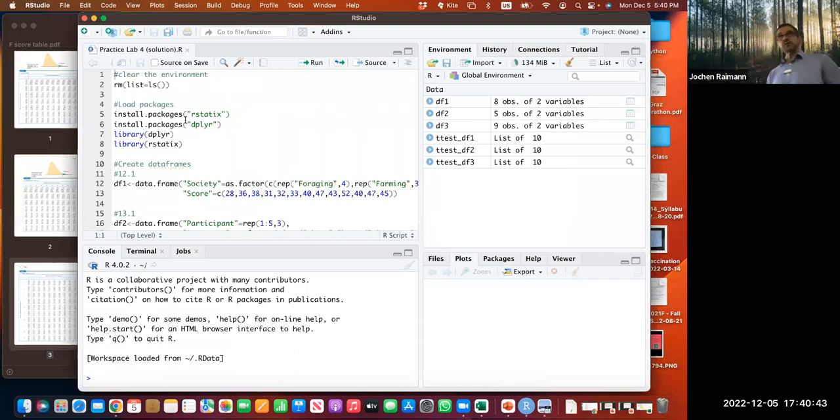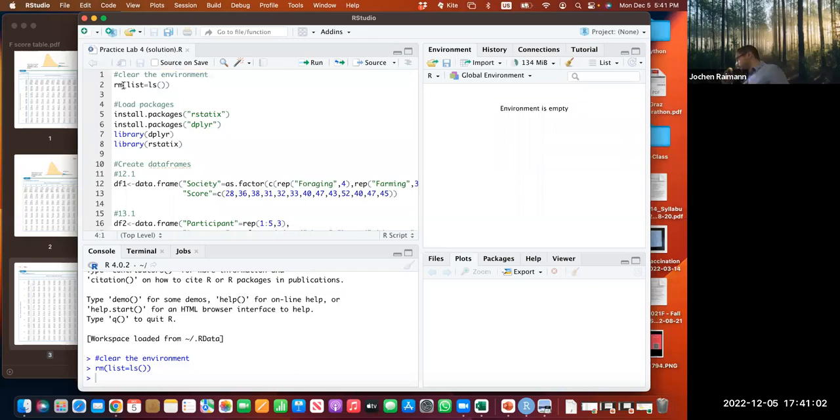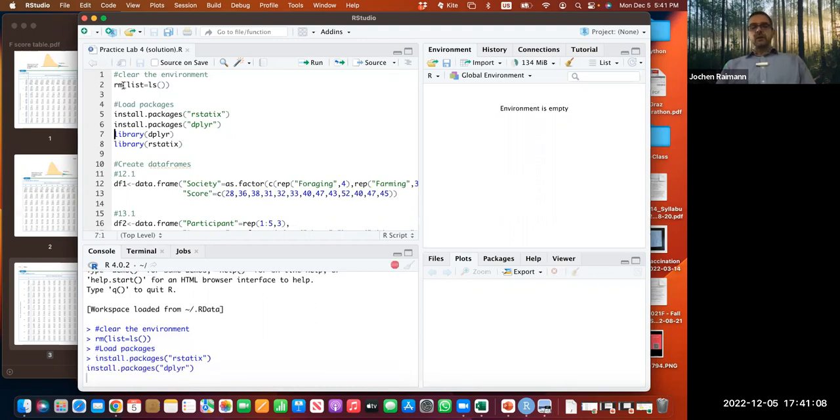And you have the solution script posted on your Canvas. There's a little bit of a caveat this time around because we are installing packages now. And that happens after you run, again, control and return. You first clear your environment and then install two packages in lines 5 and 6. And this will take a little bit.